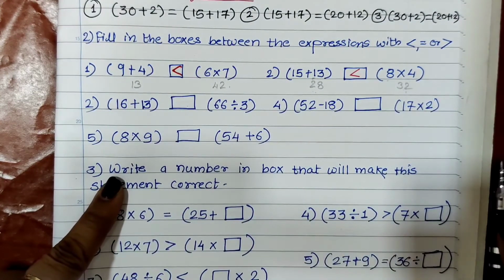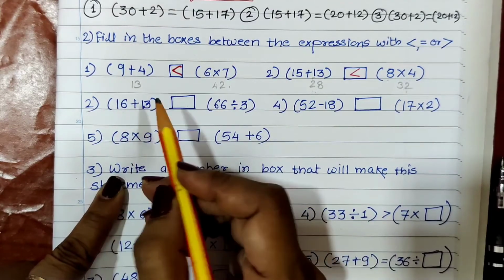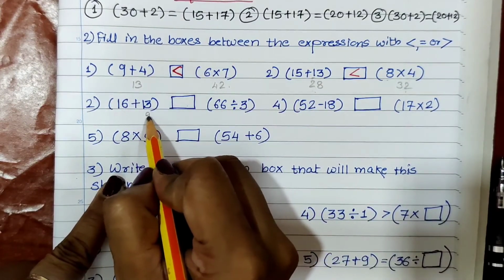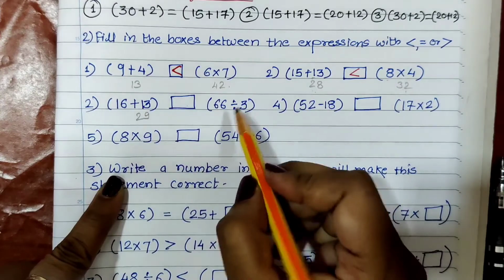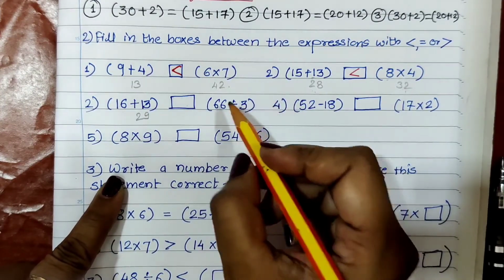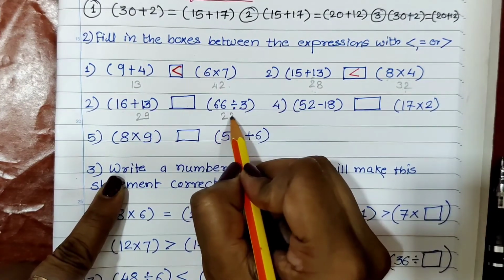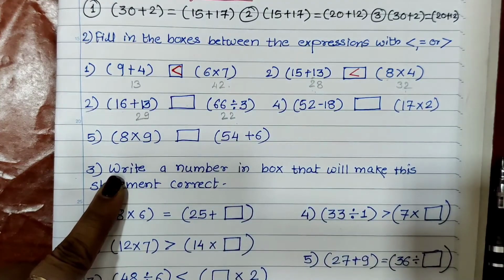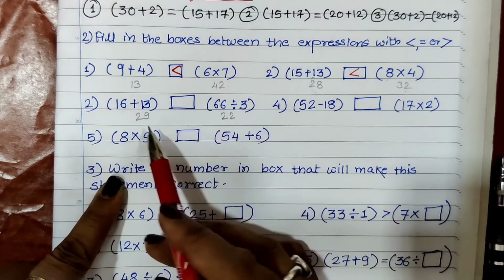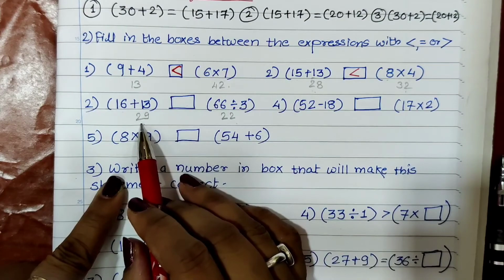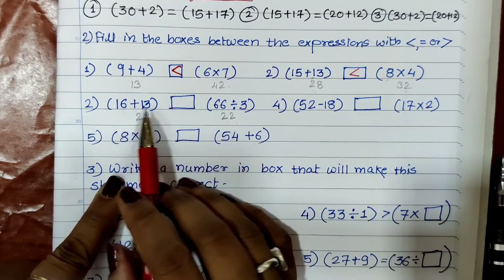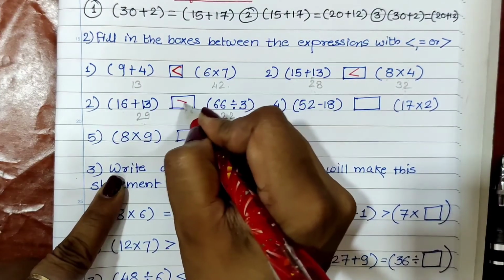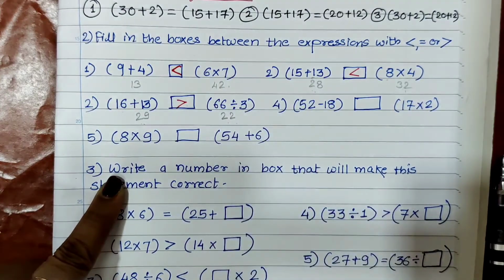Now next bracket 16 plus 13. What will be the answer? 6 plus 3 is 9, 1 plus 1 is 2, 29. And 66 divided by 3. 3 2s are 6, 3 2s are 6. We get 22 as the answer. So 22 is smaller than 29. That means 29 is bigger than 22. So 16 plus 13 bracket is bigger than 66 divided by 3 bracket.